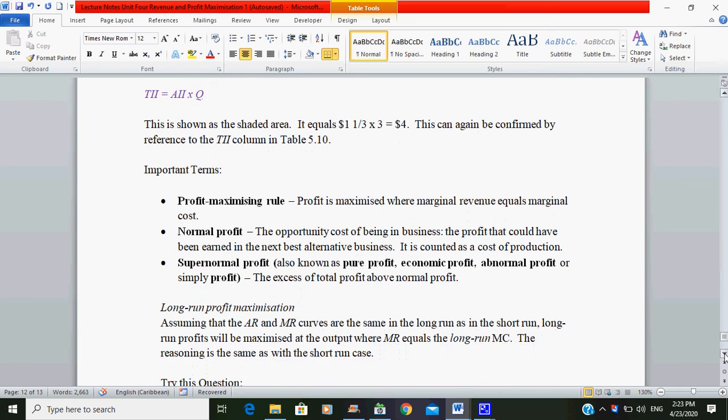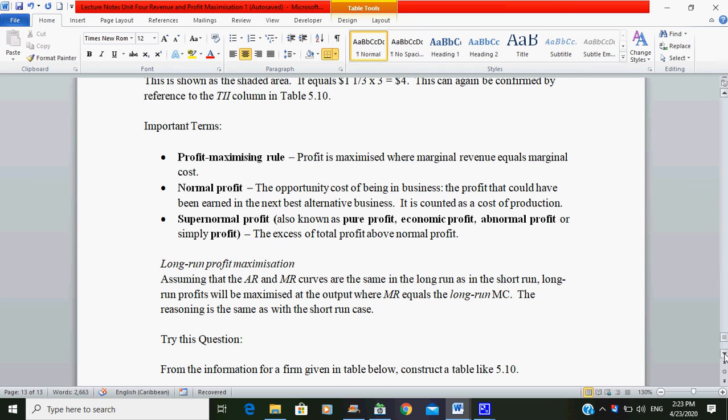Important terms to remember. Profit maximizing rule: profit is maximized where marginal revenue equals marginal cost. Normal profit: the opportunity cost of being in business, the profit that would have been earned in the next best alternative business. It is counted as a cost of production. Supernormal profit, also known as pure profit, economic profit, or super profit, is the excess of total profit above what? Normal profit. Alright?